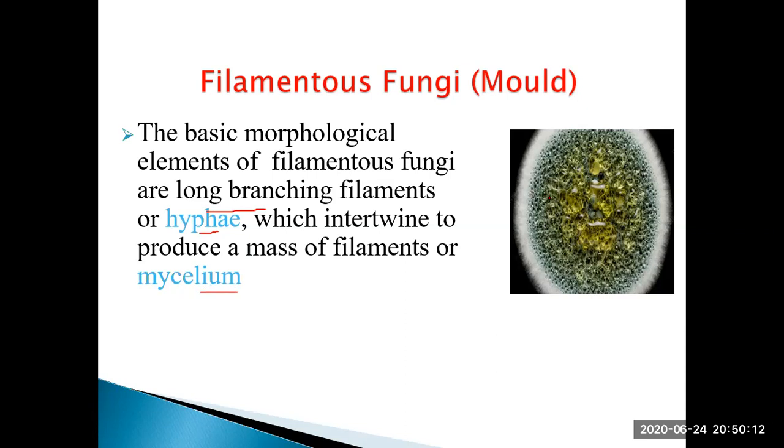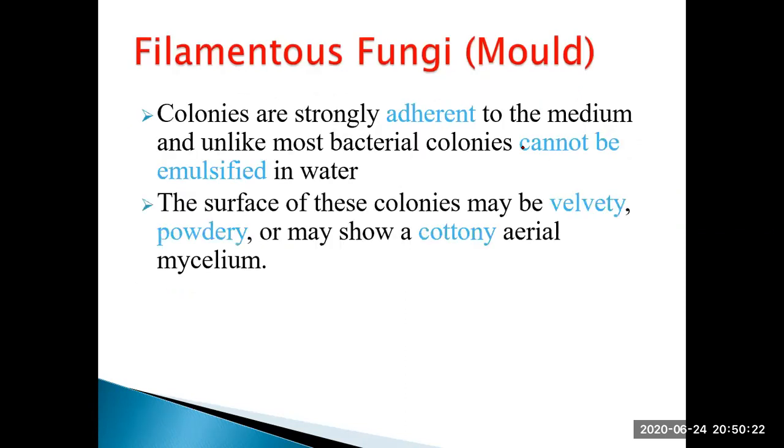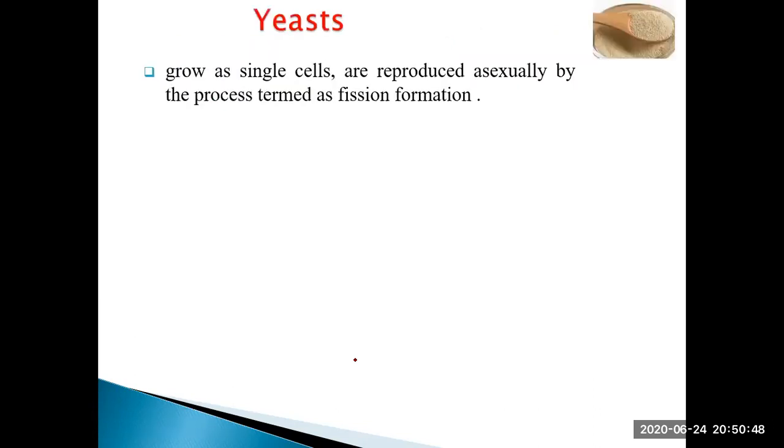It's long branching filaments or hyphae which intertwine to produce a mass of filaments, or mycelium. That means these hyphae are intertwined together and produce a mycelium, a root or plant-like organization. With that, some other characteristics are also present. Colonies are strongly adherent to the medium, and cannot emulsify in water like bacterial colonies. The surface of these colonies may be velvety, powdery, or cottony, which you can feel when you touch it. Example: Aspergillus flavus.